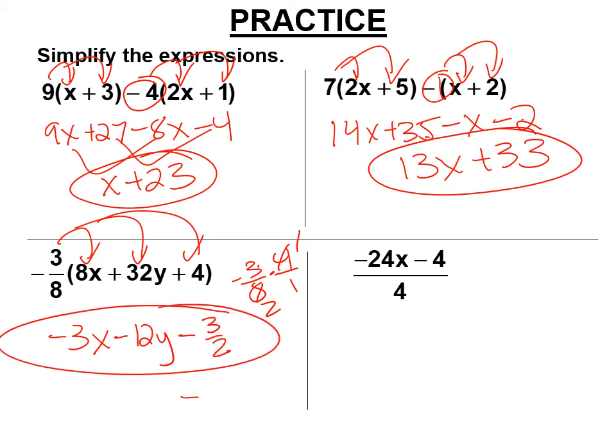Oh, by the way, do not change this to 1 1/2. We do not put mixed numbers into equations or expressions. Please leave them improper. You could make it a decimal if you really felt the need, but we're doing fractions. Why would you do that? Distribute, you have to divide both of those. So you have to do negative 24x over 4 minus 4 over 4. You can write it out that way. And you get negative 6x minus 1.